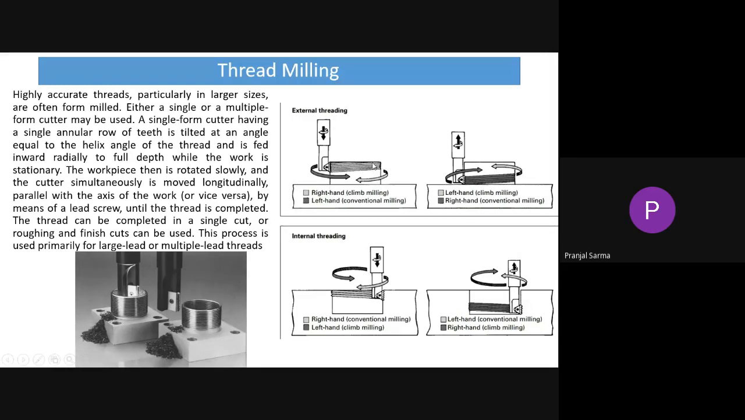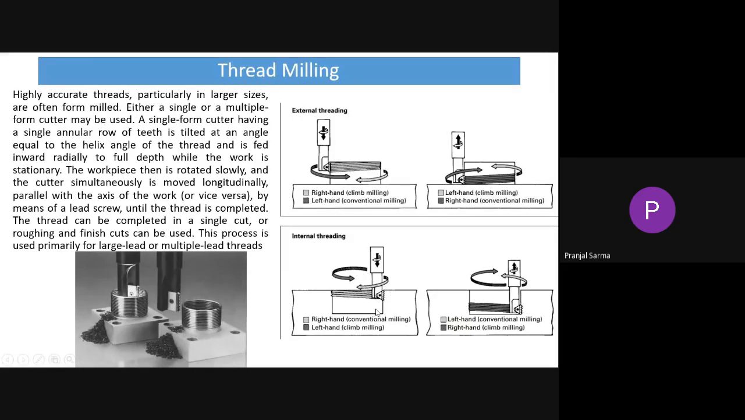If we are talking of the external, this one is the external threading. Here in the lower figure we are showing the internal threading. So both types of threading are possible in the case of thread milling. In that particular case, if we're talking of a single form cutter which has a single annular row of teeth, then if you look at this particular figure, it has a row of teeth to cut the thread, and from this figure it will be evident.